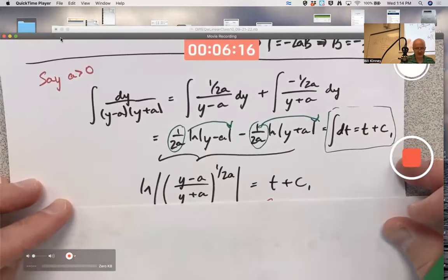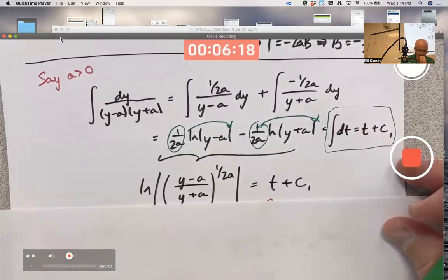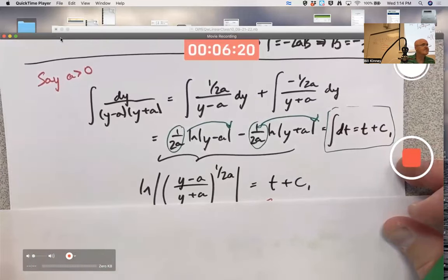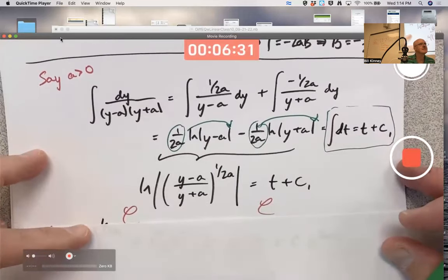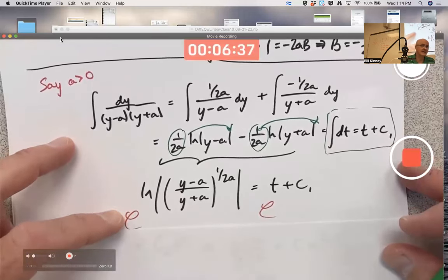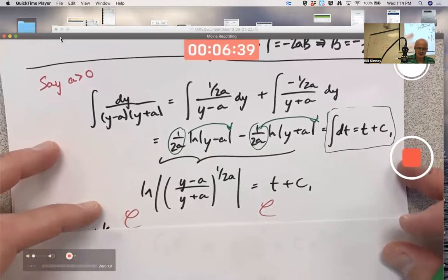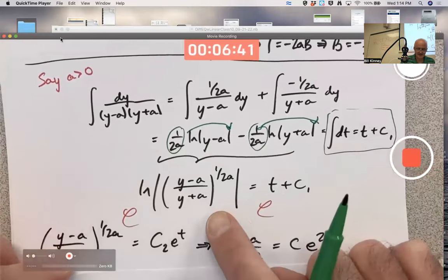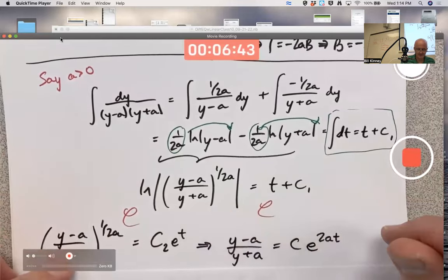Again, I could have gotten rid of the absolute value signs at that point. I didn't yet. Remember, always remind yourself what the goal is. The goal is to solve for y. So we need to get rid of that logarithm. So exponentiate. E and that logarithm will cancel. E to the x and natural log of x are inverse functions, so you're just left with what's inside. I got rid of the absolute value signs there.